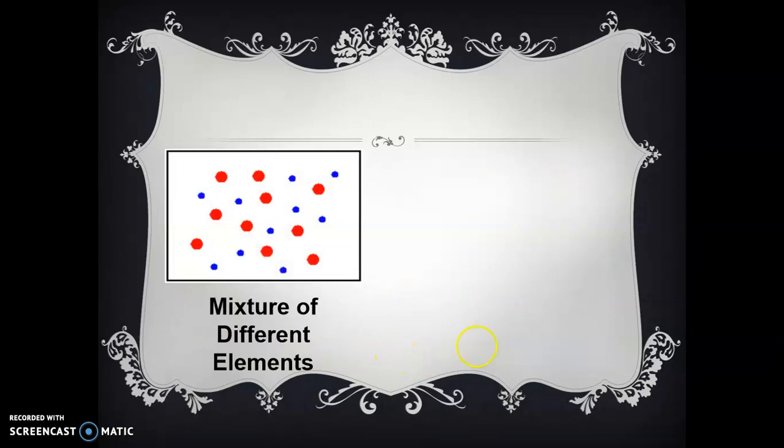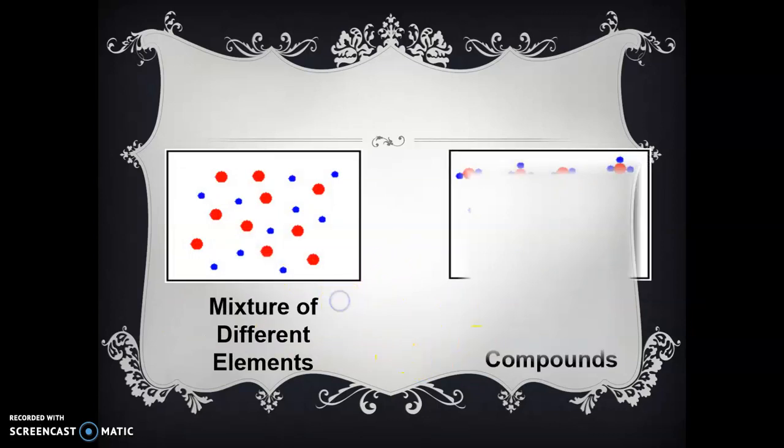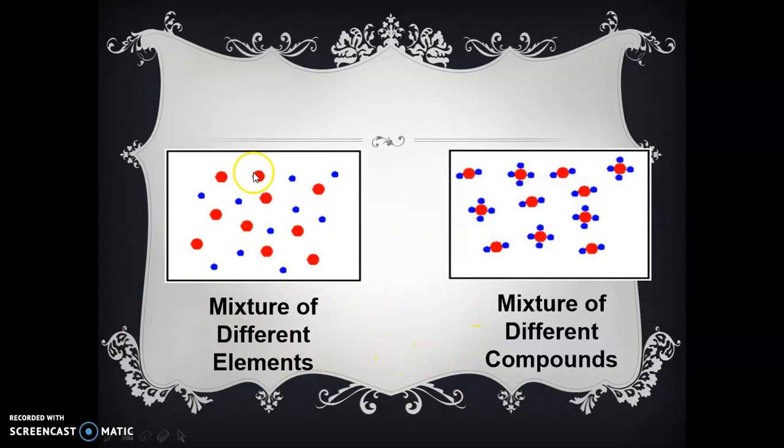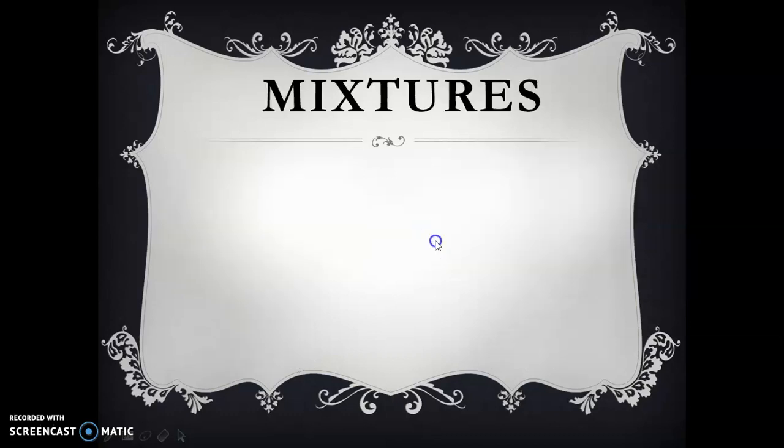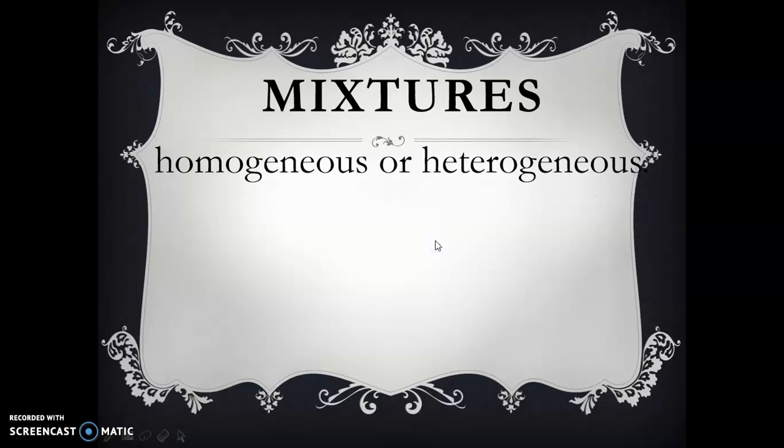These are the structures that you can see for mixtures of different elements and mixtures of different compounds. Different elements are in one place together, but there is no reaction between them. What about a mixture of different compounds? This is one type of compound, this is another type of compound. They are together in one place, but there is no reaction taking place between them, which means they only combine physically. So this is what we call a mixture.